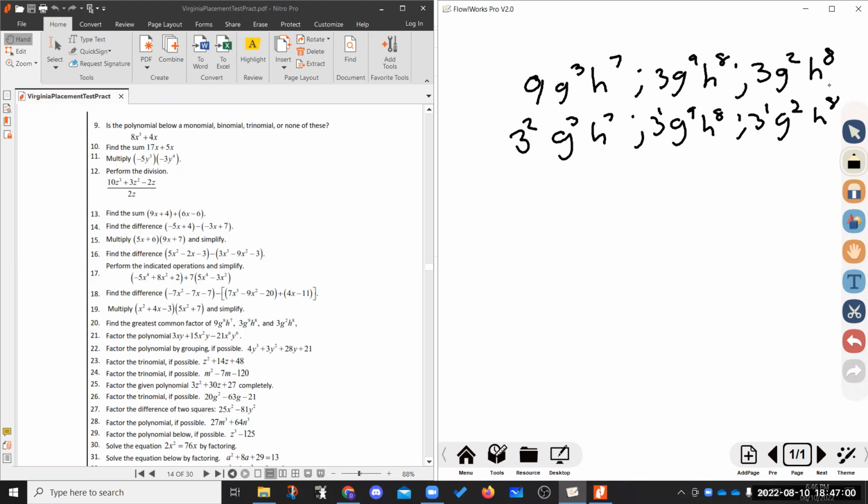All right, we're looking for the smallest exponent that is in everything. So with my 3's that I have in common in all of them, the smallest exponent is 1. My g's that I have in everything, the smallest exponent is 2. And my h's that I have in everything, my smallest exponent is 7. So my GCF that divides into everything evenly is going to be 3g squared h to the seventh.